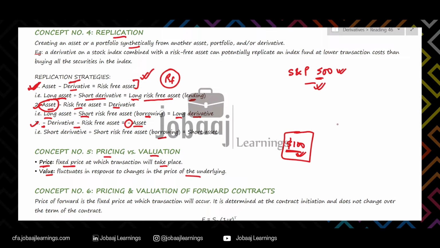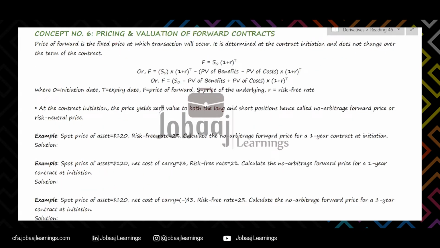That means at any point in time, what is the price of the underlying? Whether the price is 85, 90 or 105, these prices of the underlying compared with the contract price will determine the value of this contract. In short, we can say that price is always fixed, but the value keeps on changing depending upon the price of the underlying. Concept number 6, pricing and valuation of forward contracts.